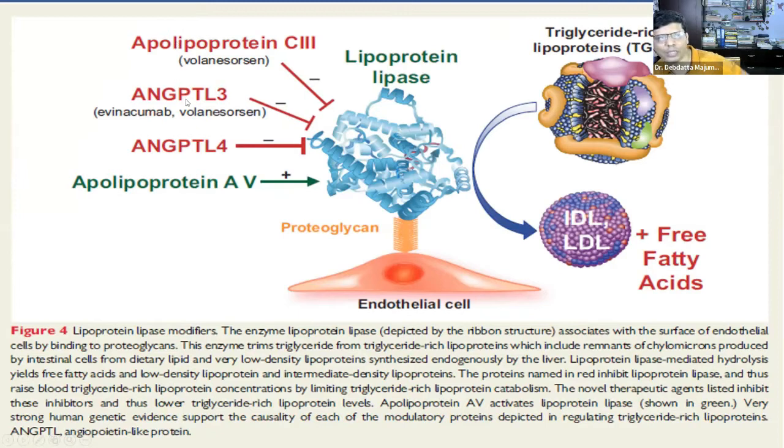That is exactly what is done by this new agent we just spoke of. Evinacumab is a monoclonal antibody towards this. If you can inhibit angiopoietin-like protein type 3, LPL would function more, and you will have more catabolism of triglyceride-rich lipoproteins. Theoretically speaking, if you can stimulate this A5, obviously the same result would be effected. So again, the MAB we spoke of, and if time permits, we'll speak of these two sens.